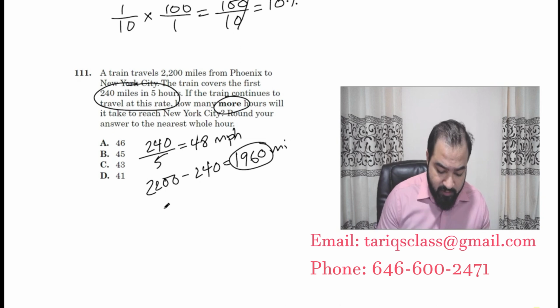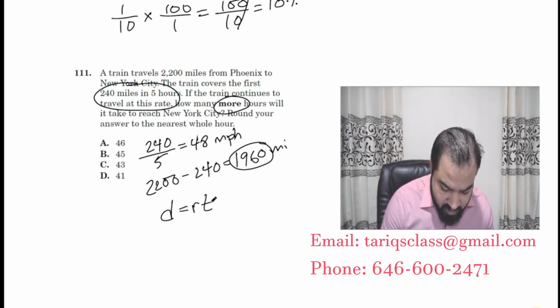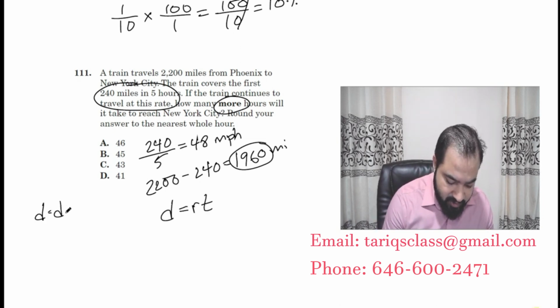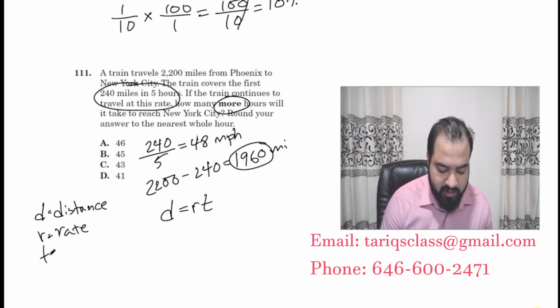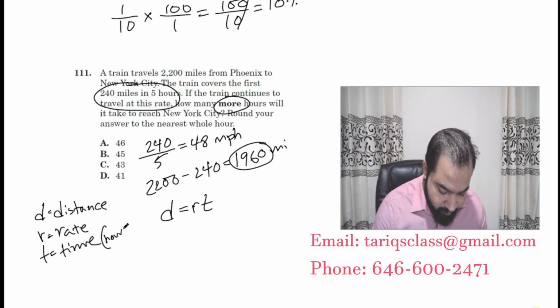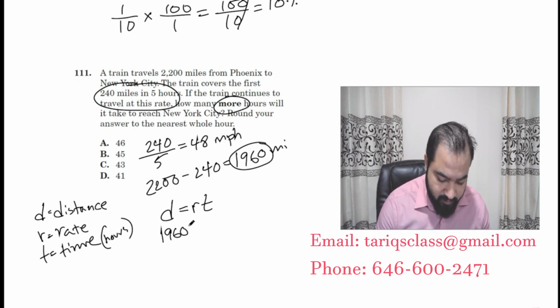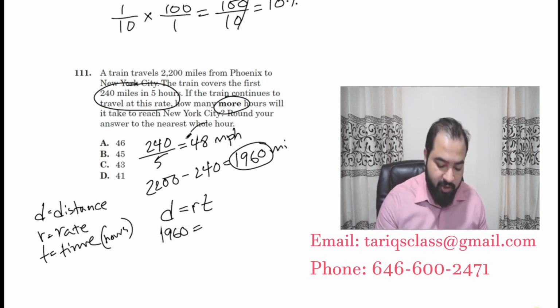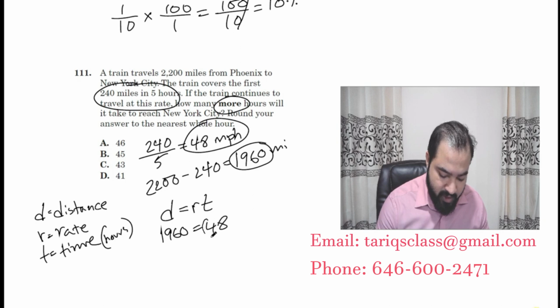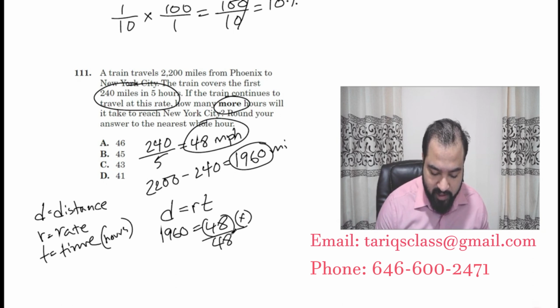So now we can use the formula D equal to RT. D stands for distance, R stands for the rate, and T stands for the time in terms of hours. Now distance the train needs to travel is 1960, plug that in, and the rate means the speed it's going on is 48 miles per hour, and the time is unknown, let's say x. Now we can divide both sides by 48 in order to solve for x, because you need the time.